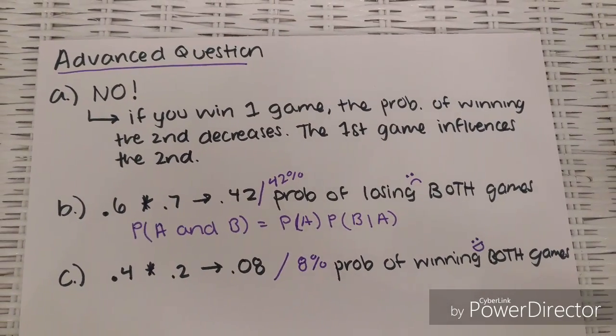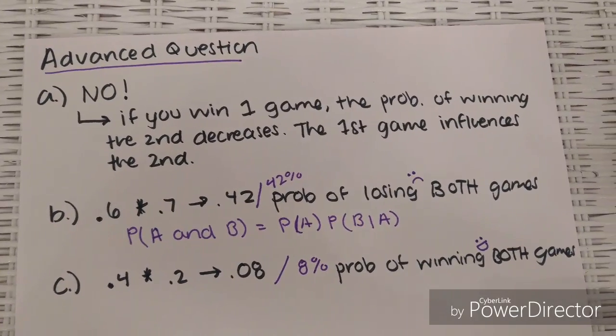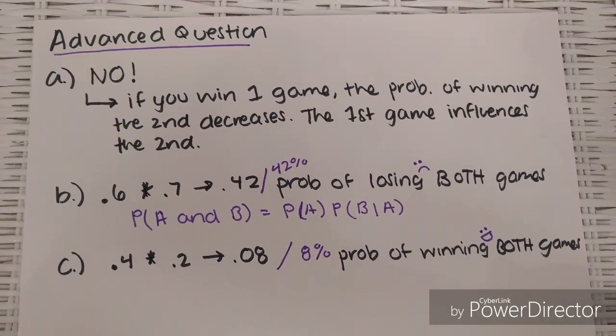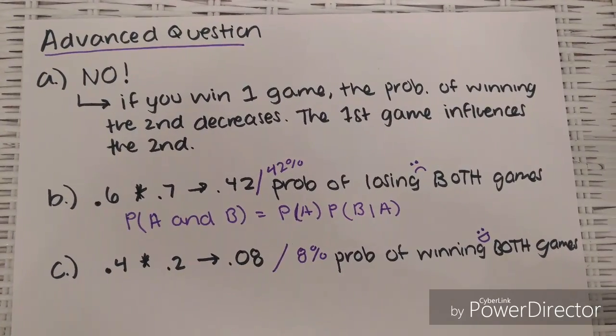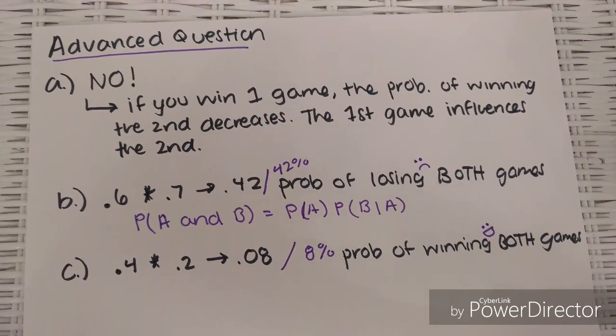So no, the 2 games are not independent. If you win the first game, the probability of winning the second game decreases. So essentially, the outcome of the first game influences your outcome of the second game.